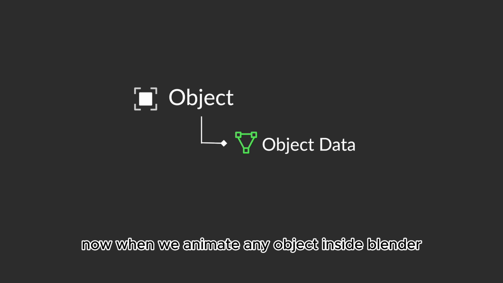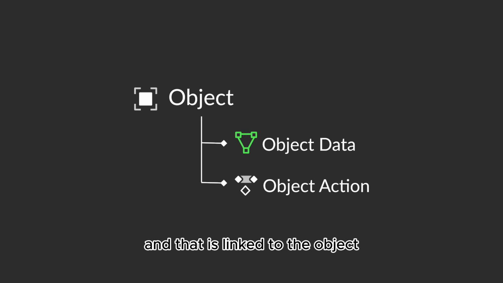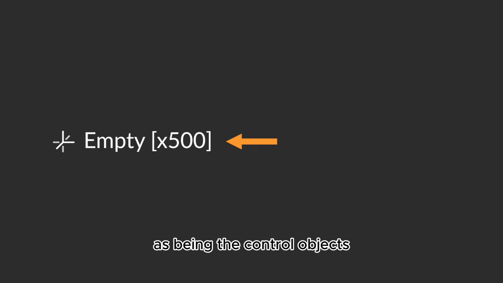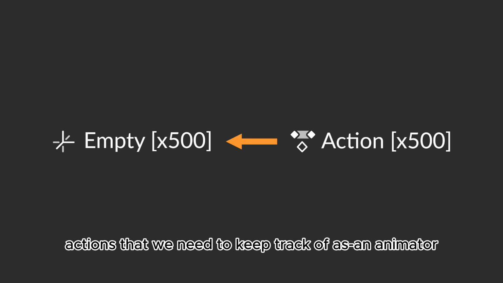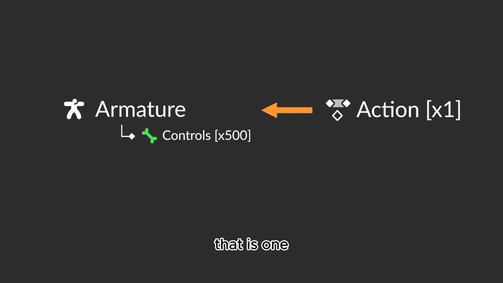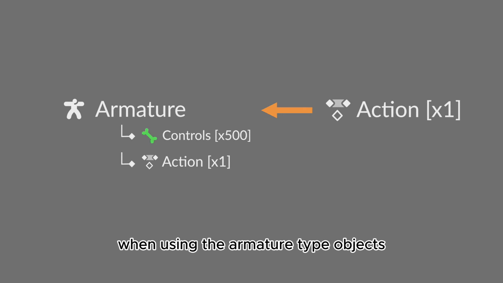Now, when we animate any object inside Blender, we get a new type of container called an action, and that is linked to the object. So say if we've got a rig that has 500 empties or different objects as being the control objects, that means 500 separate animation actions that we need to keep track of as an animator. But if we use one armature with 500 controls, that is one action that we have to control, making it a lot more simple. Plus, we get some really handy animation tools when using the armature type objects.